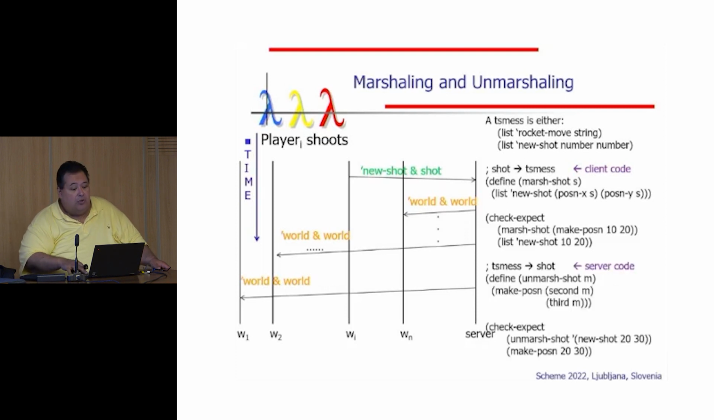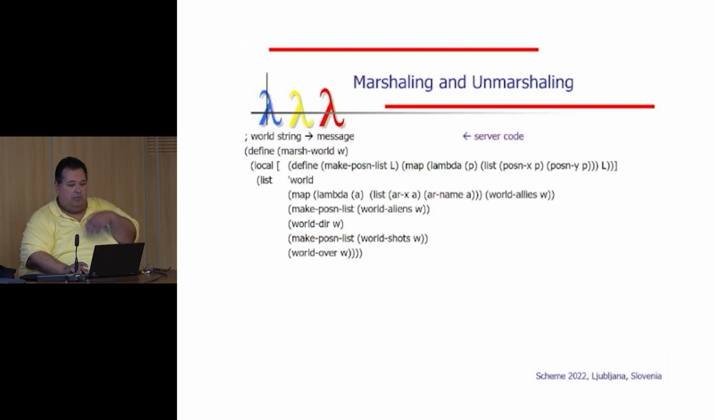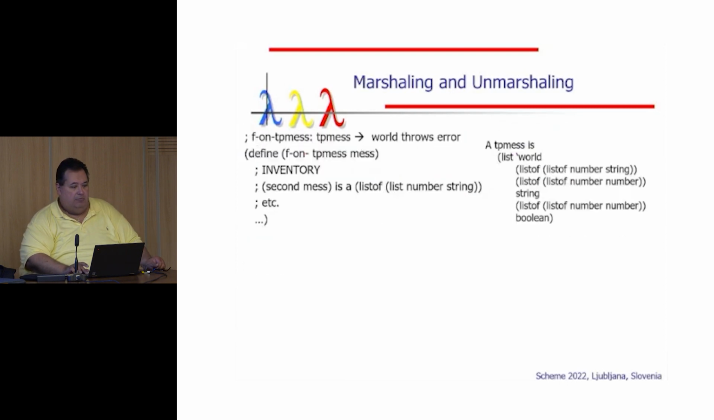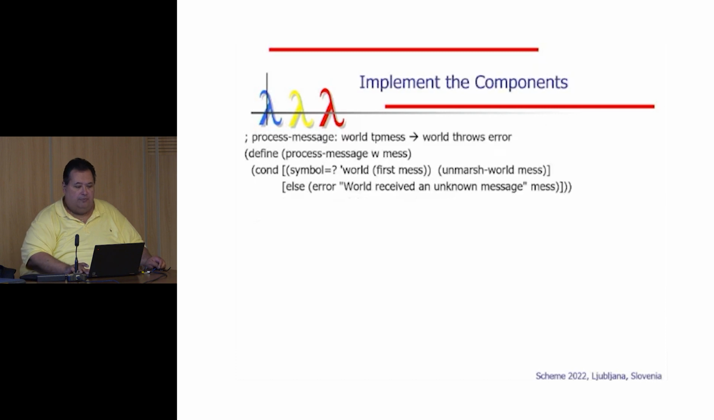And then to unmarshal that, right, we create the shot again, which is just a posn, with the second and third elements. Right, and this gives you a flavor of how simple the functions are that students have to write within this more complex application. Okay, so I'm going to skip the world because that's straightforward for everybody here. Okay, and then we have to write our message processing functions.